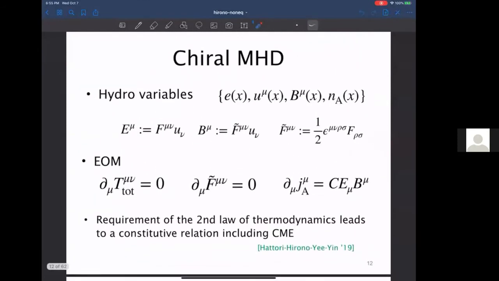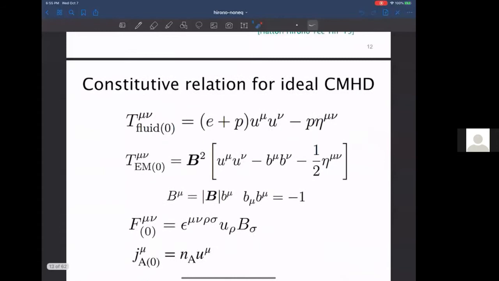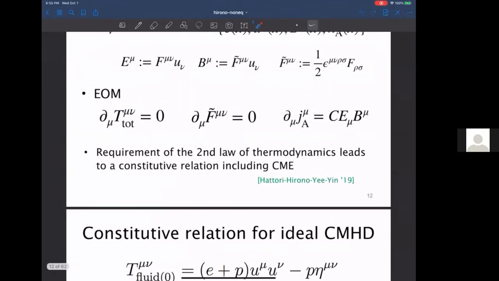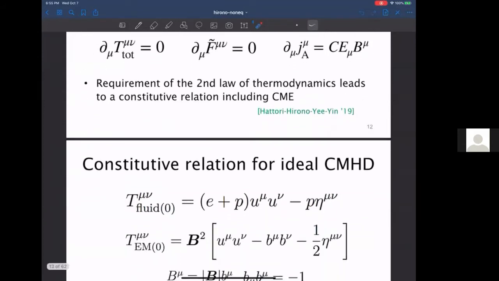Let's look at some features of it. If you look at the zeroth order in the derivative expansion, the constitutive relation is basically the same as that of the ideal MHD with the addition of this part of the axial current. And there's no contribution coming from the anomaly or chiral magnetic effect. This is kind of natural because I've said that in a fluid frame, you won't be feeling any electric field, so this part is going to be vanishing. So the axial current is conserved to this order, there's no anomaly coefficient appearing in the equation of motion, and so there's no effect coming from the anomaly.